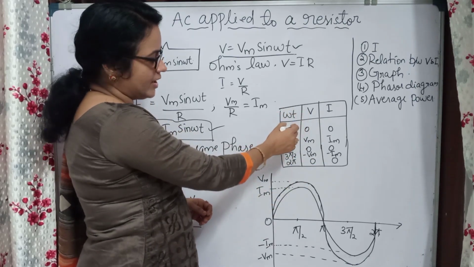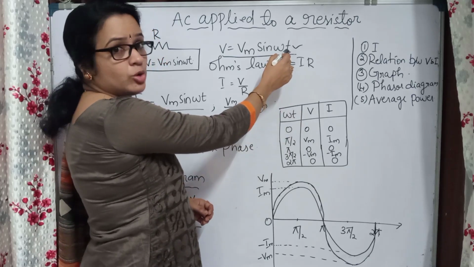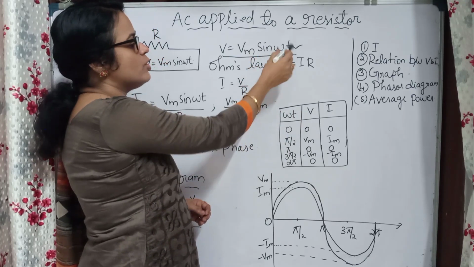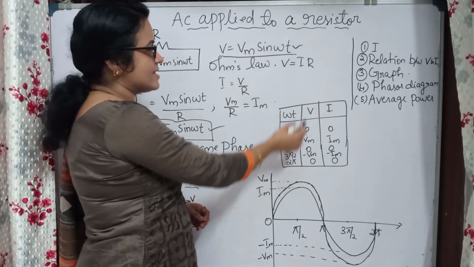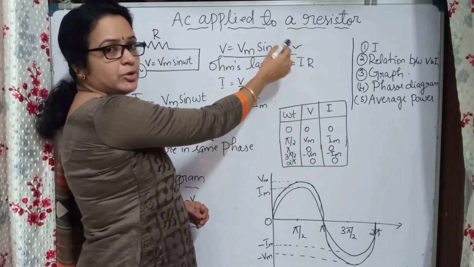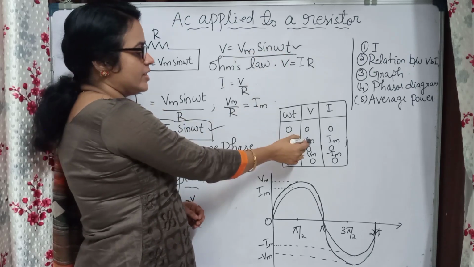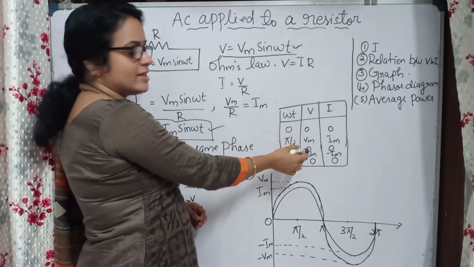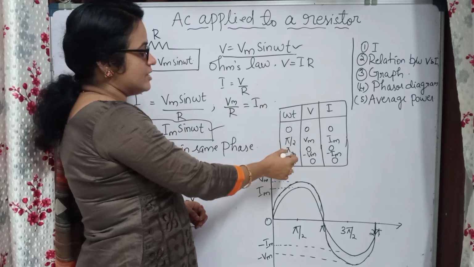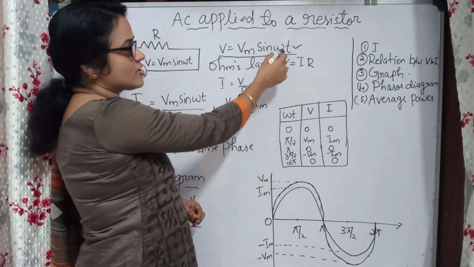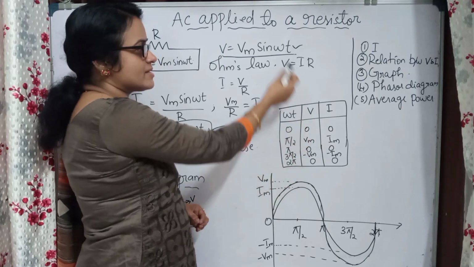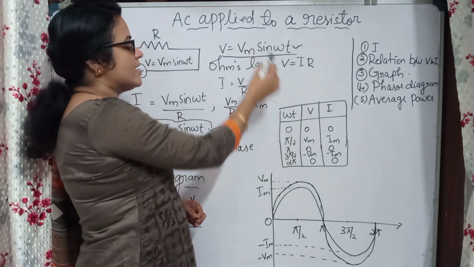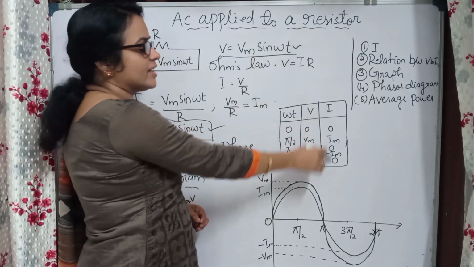So how can we find it? Just give 0 for omega t. Sine 0 is 0, right? So the total voltage will be 0. Then for pi by 2, sine pi by 2 is 1, so 1 into Vm. Then for pi, again 0. Then for 3 pi by 2, it is minus 1, so minus Vm. Then for 2 pi, sine 2 pi is 0, so again 0.